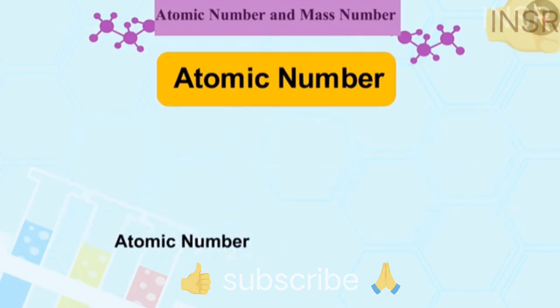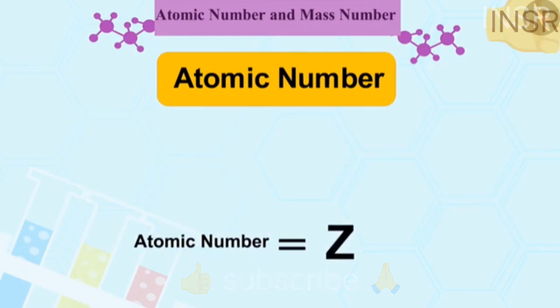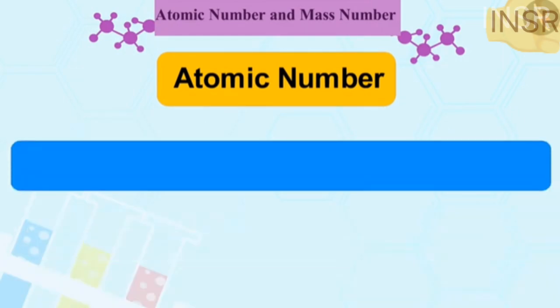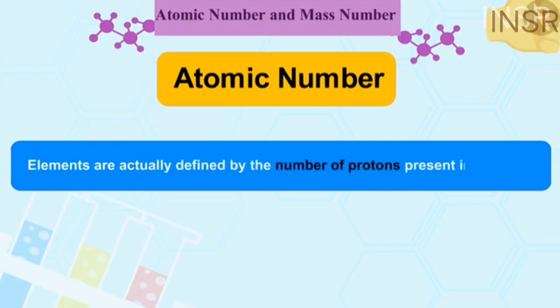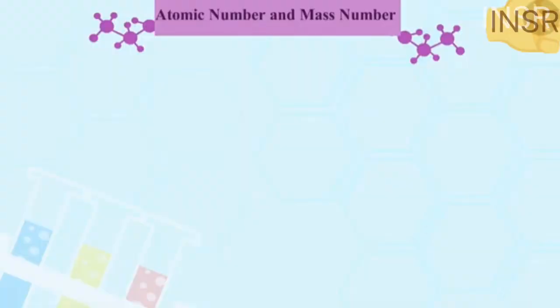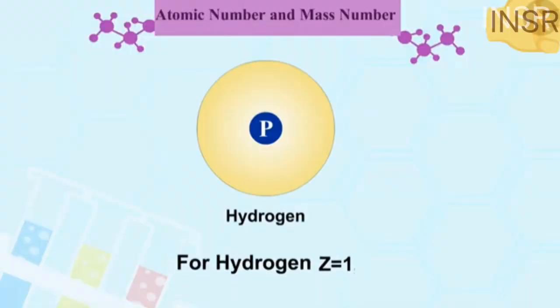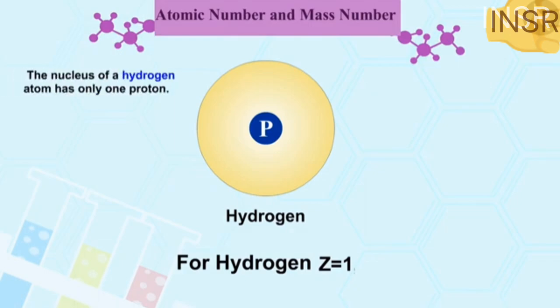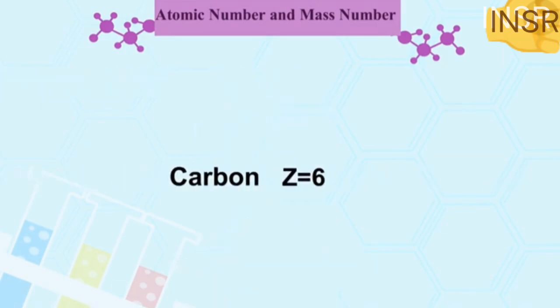All atoms of an element have the same atomic number, Z. In fact, elements are actually defined by the number of protons present in their atom. For example, Z equal to 1 for hydrogen, because the nucleus of a hydrogen atom has only one proton. Similarly, Z equal to 6 for carbon.